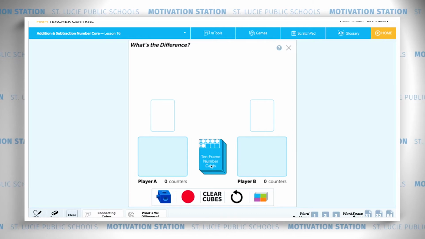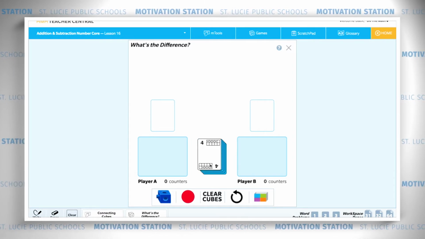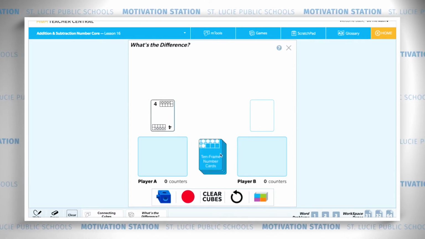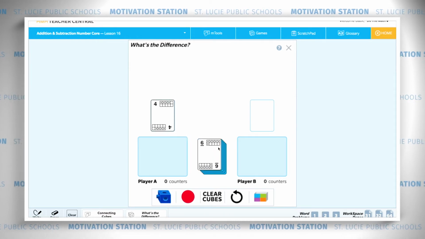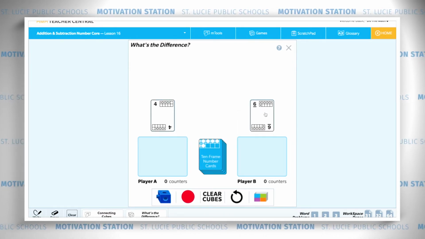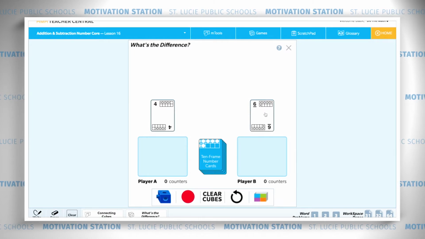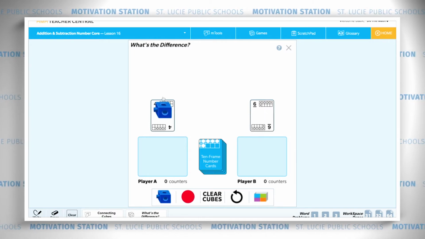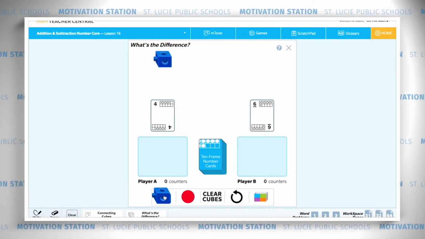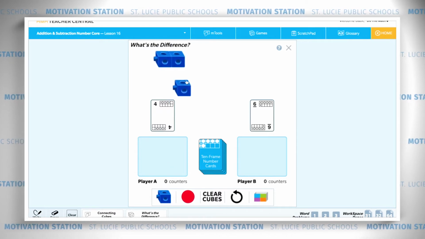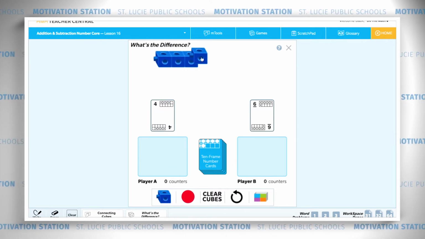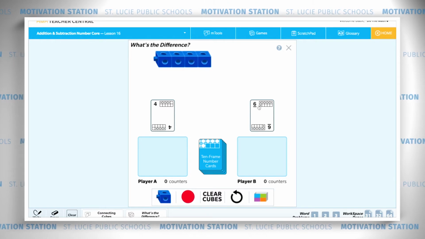Okay, I'm going to pick a card first. Oh, I picked 4. Puppy Dog, what are you going to pick? Oh, you picked 6. Okay, so now I'm going to make my cube train for 4. 1, 2, 3, 4. Okay, now let's make our cube train for Puppy Dog.